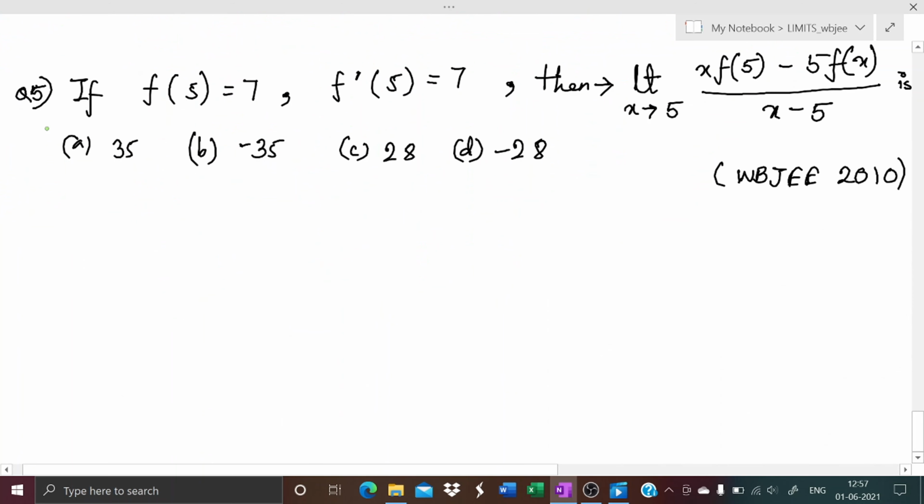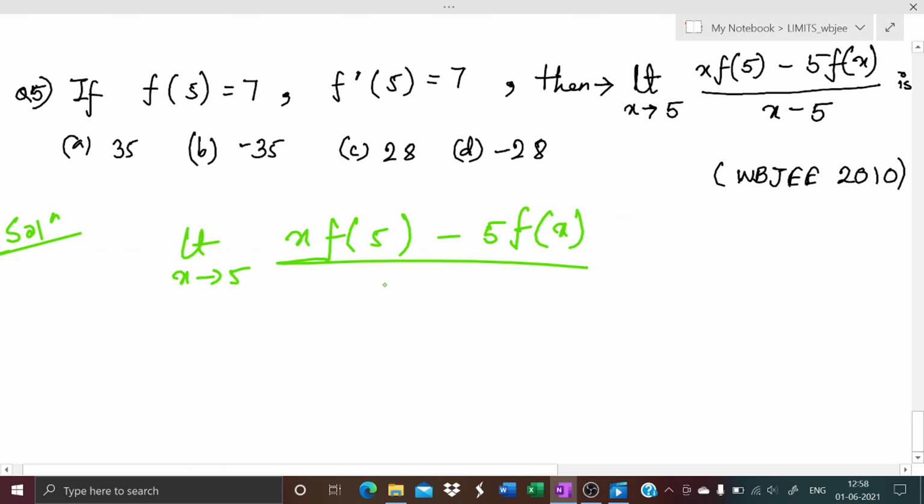So over here, this is the limit. Limit x tends to 5, x f of 5 minus 5 f of x by x minus 5. So this is also of the form 0 by 0, because 5 into 7 and 5 into 7, 5 into 7, 5 into 7 by 5 minus 5. So this is also of the form 0 by 0. So you can use L'Hopital's over here.